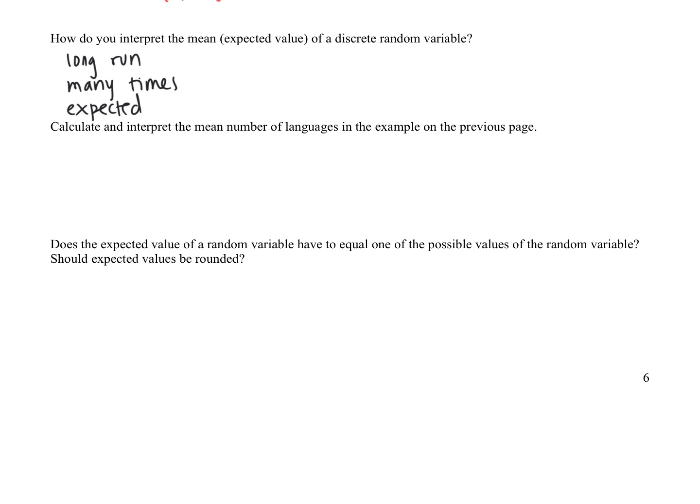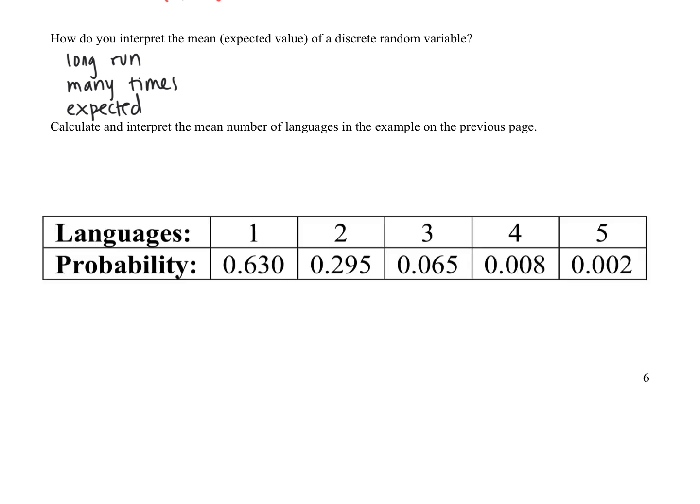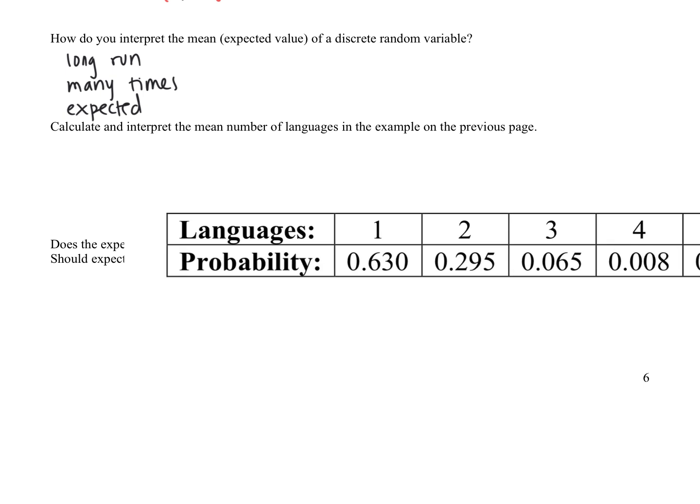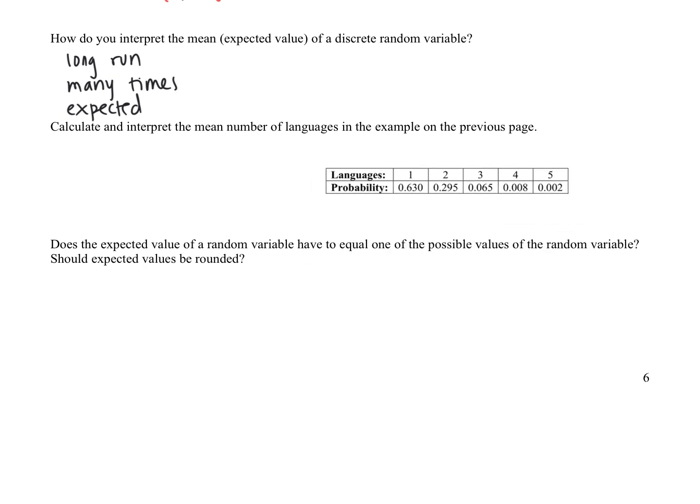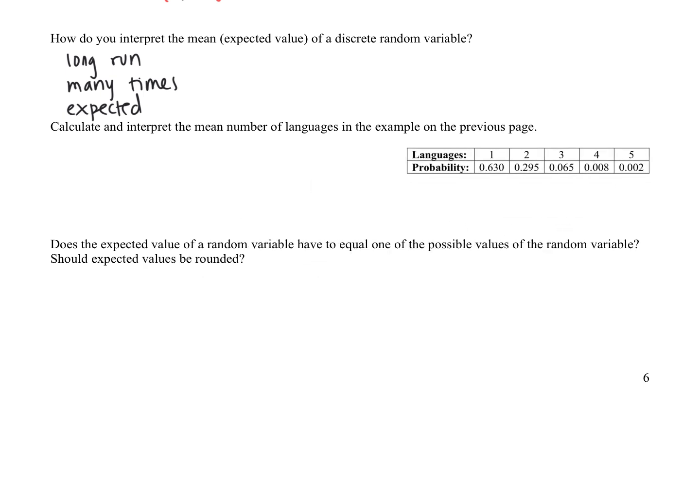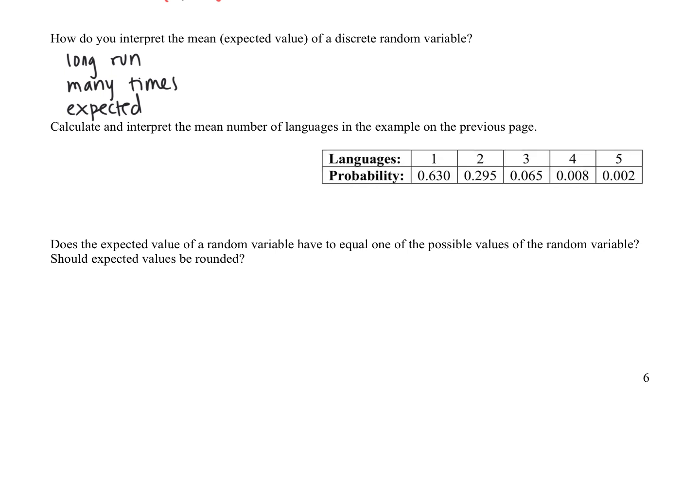Okay, so what you are going to do now is calculate and interpret the example that we did on the previous page. So it's this one. With the person next to you, looking at this table, calculate the mean, and interpret the mean, showing work. Okay, let's start talking. Question over here was, do you need to show your work?